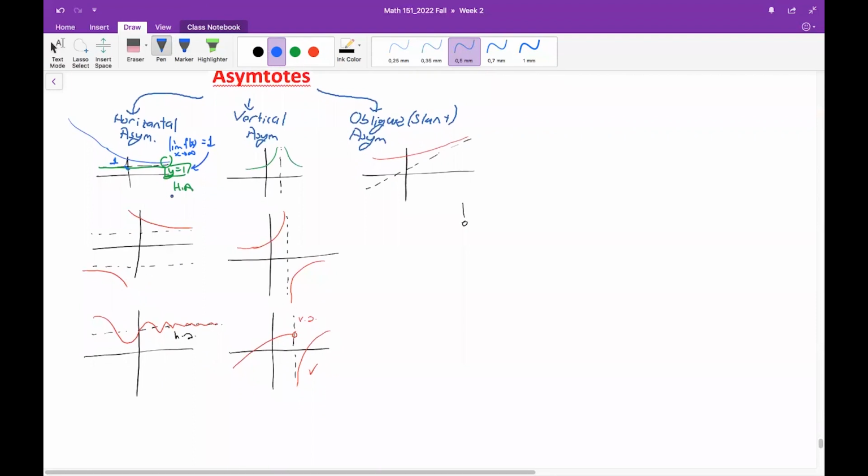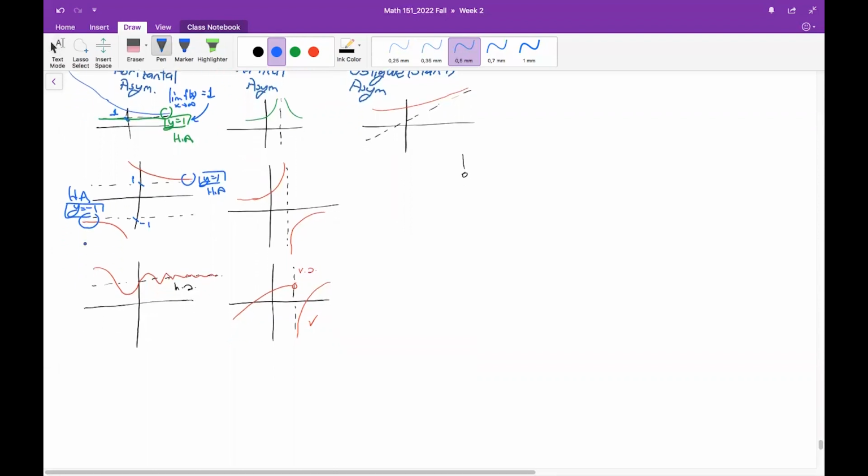So, for example, this function has a horizontal asymptote here. Let's say this point is 1. y equals 1 is a horizontal asymptote. And here, on the other side, it approaches y equals -1. As x goes to minus infinity, the behavior is this kind of behavior, as you can see. That's why the line y equals -1 is also a horizontal asymptote.